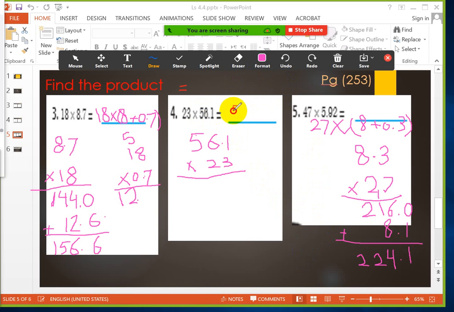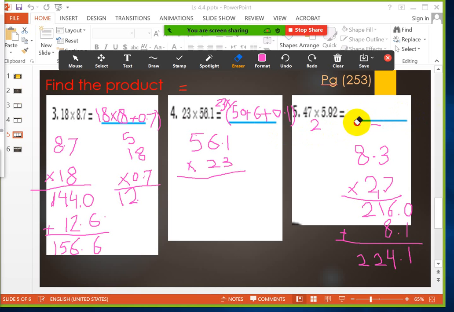That means it will be 50 plus the value of the 6 in the ones digit equals the same number. That means 6 plus the value of the 1 in the tenth digit equals what? Equals 1/10. That means 0.1. This is the expanded form. Of course, I have to multiply it with what? With 23. Let's start.